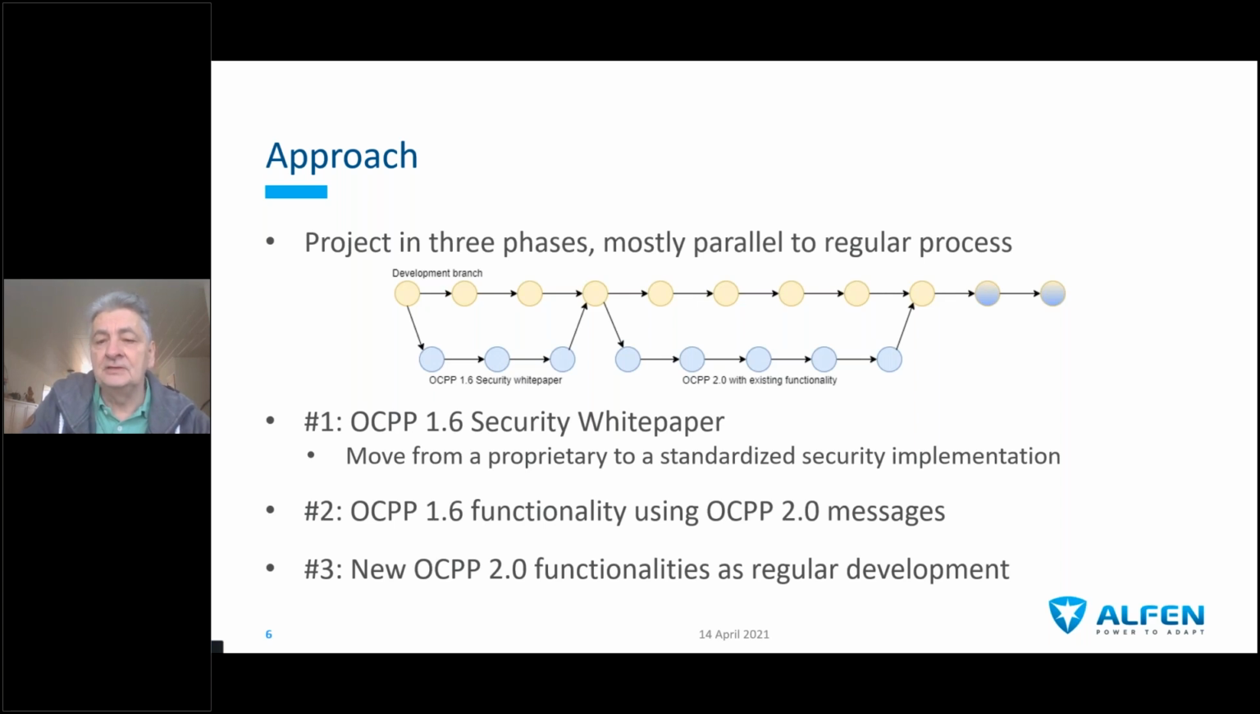And then the third phase, that is implementing all the new and nice and fancy stuff of OCPP 2.0.1, we did as part of the regular development process. And that has the benefit that you have a strong basis. You already have a charging station with all the currently needed functionalities, but you can build on top of that the additional functionalities as they are being asked by either our customers or our own internal organizations. The reason why we did it in this way was that we wanted to move away from our proprietary security implementation to a standardized one.